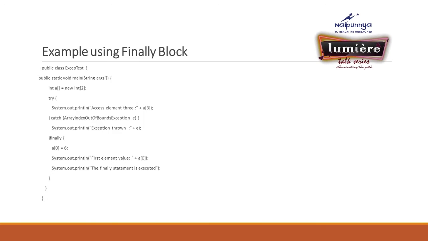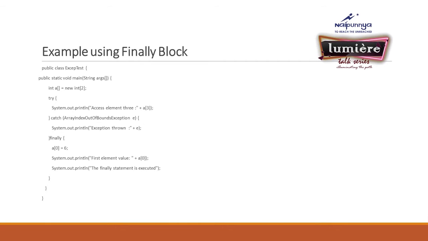So System.out.println, access element 3. I am going to access the third element, but actually the array has a size of only 2. Then I have the catch statement, that is ArrayIndexOutOfBoundsException, with the parameter e. Then inside the catch statement, System.out.println exception thrown is printed, and the object passed will be printed.